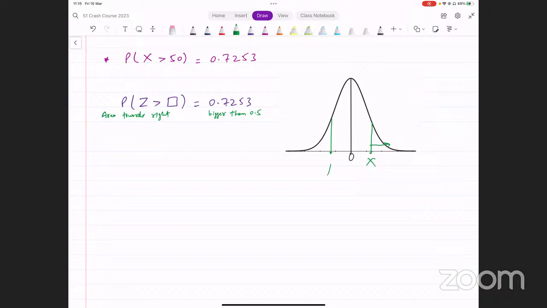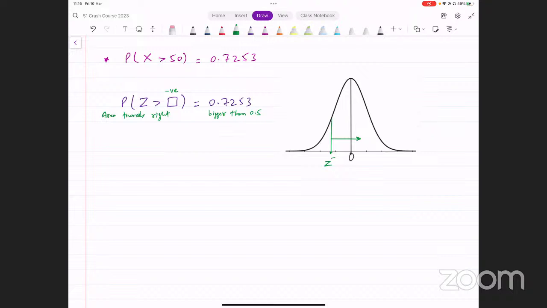If z was on the negative side here, the area to the right of z in that case would be bigger than 0.5, and that's what we want. Area towards right should be bigger than 0.5. So the value of z is actually negative here. So keep this in mind. The value of z that we have here is a negative value. All right.